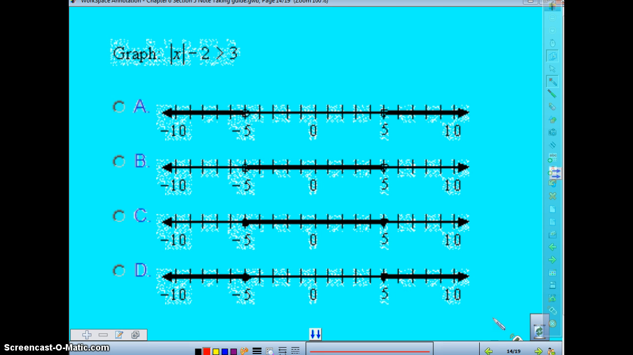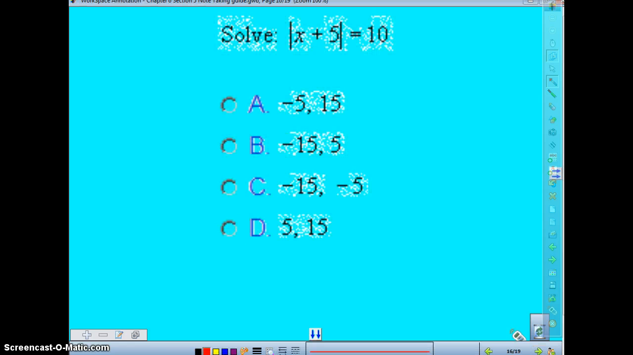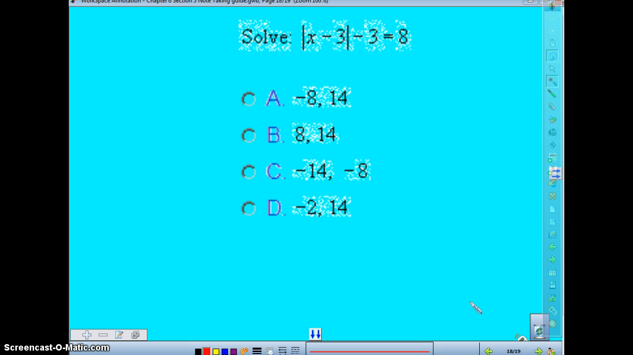Graph: absolute value of x minus 2 is greater than 3. Solve: absolute value of 2 minus 1/2 x is greater than 1. Solve: absolute value of x plus 5 equals 10. Solve: absolute value of 2 minus x is less than or equal to 2. Last one: absolute value of x minus 3, minus 3, equals 8. Solve that.